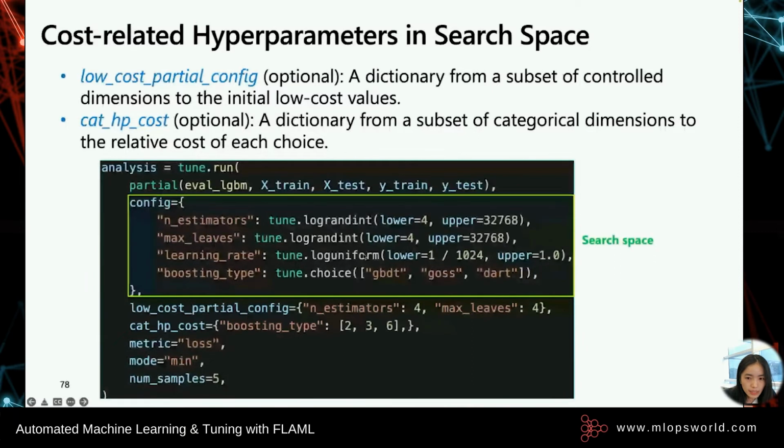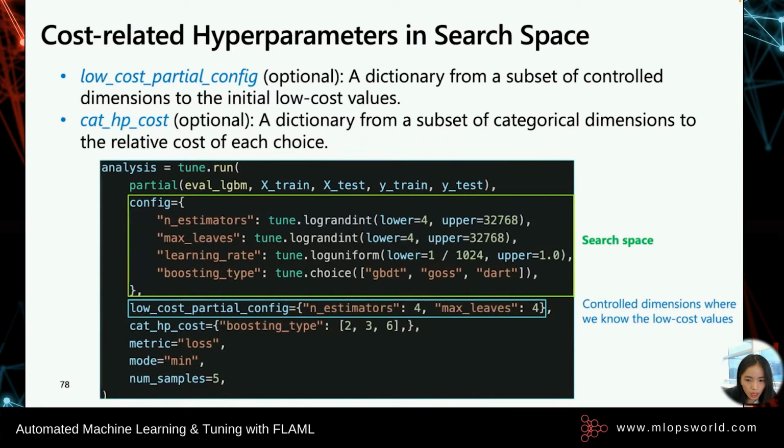So with a basic understanding of the basic tuning procedure, let's now look at some features related to search space that can make your tuning even more efficient. First, let's see how to accommodate the cost-related hyperparameters in tune. As we mentioned, those cost-related hyperparameters were mentioned in previous slides.